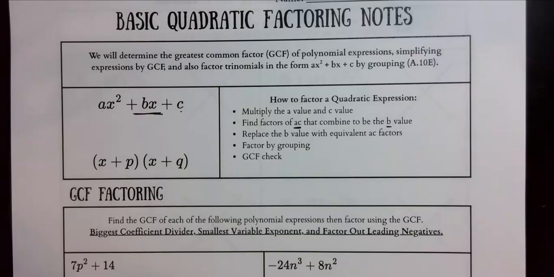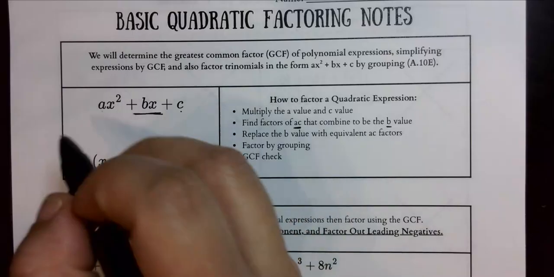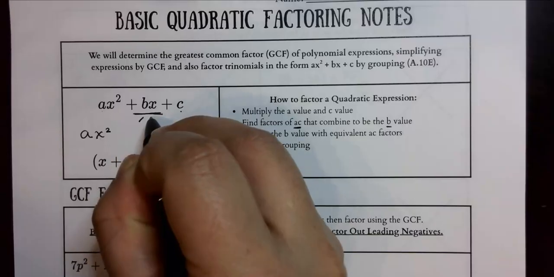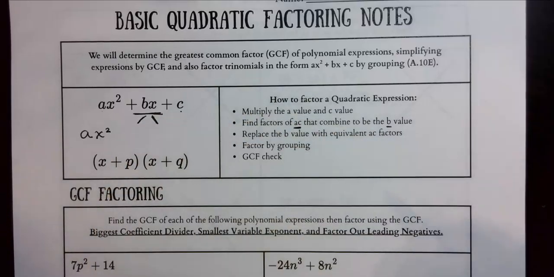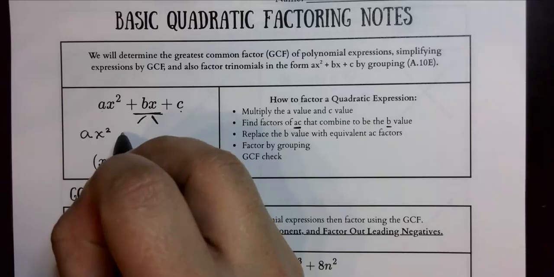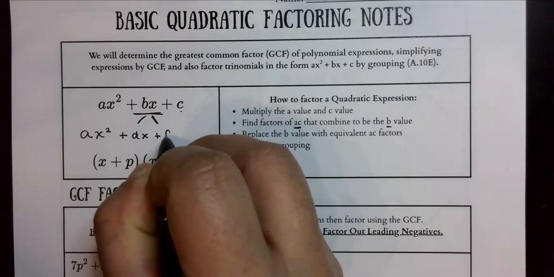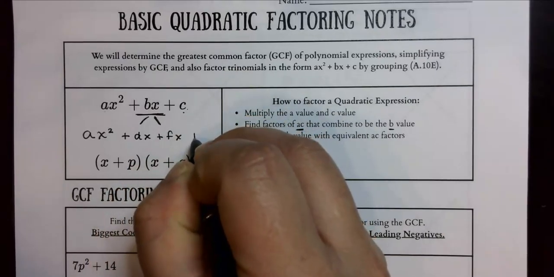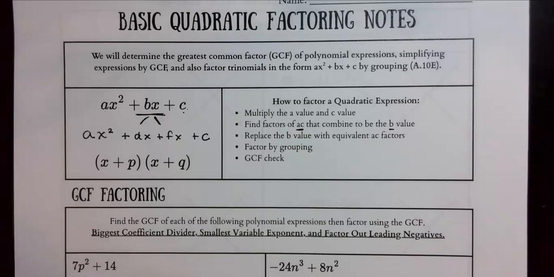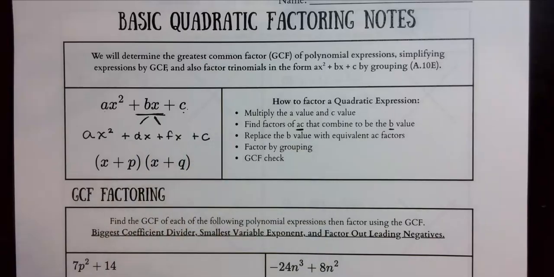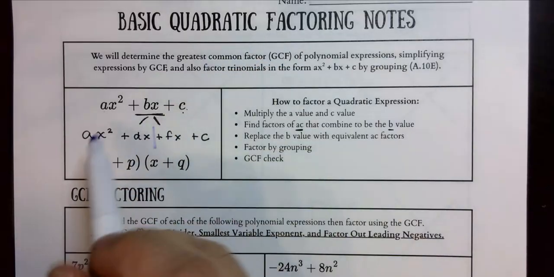So if we were to replace B with 2 different numbers, we would get 4 terms. So we would end up with something that looks like this: ax squared, and then we would take our B and replace it with 2 numbers. So let's say, for example, we'll call that dx plus fx, and then we would bring down our C. And then by doing that, we would end up with not 3 terms, but 4 terms. And if we have 4 terms, then we're able to factor by grouping.